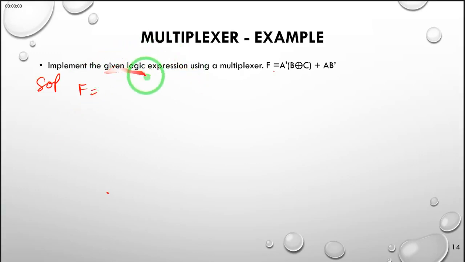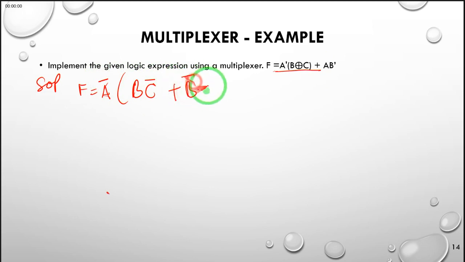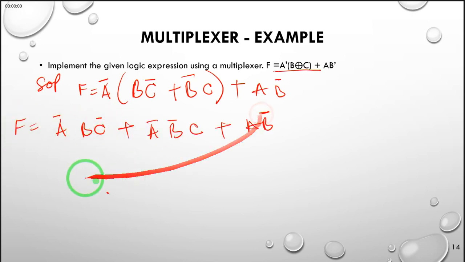So we are to implement this logic expression using a multiplexer, and you observe that this is an XOR operation, and we can break this XOR operation as follows. The first one is A bar into bracket B C bar or B bar C, all with A B bar. Once you have broken that up, we can apply the distributive rules to say that our F now becomes A bar B C bar A B bar.